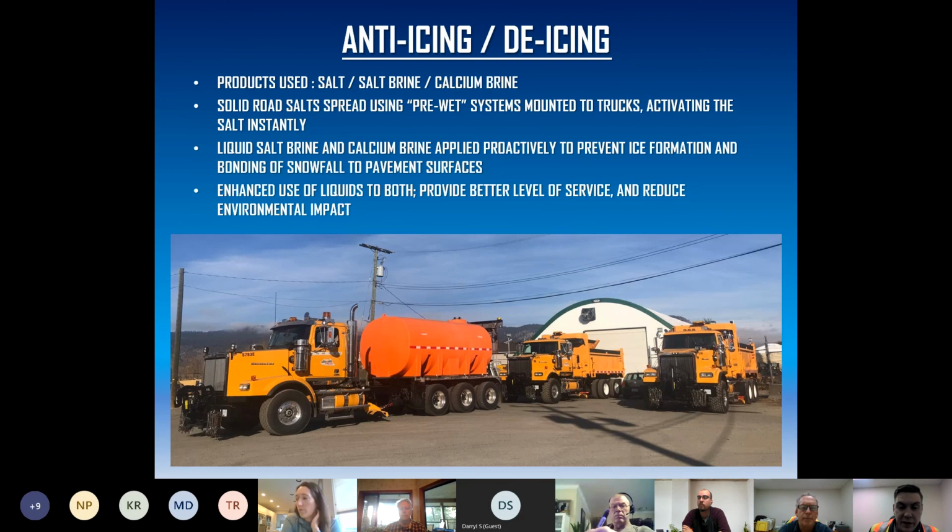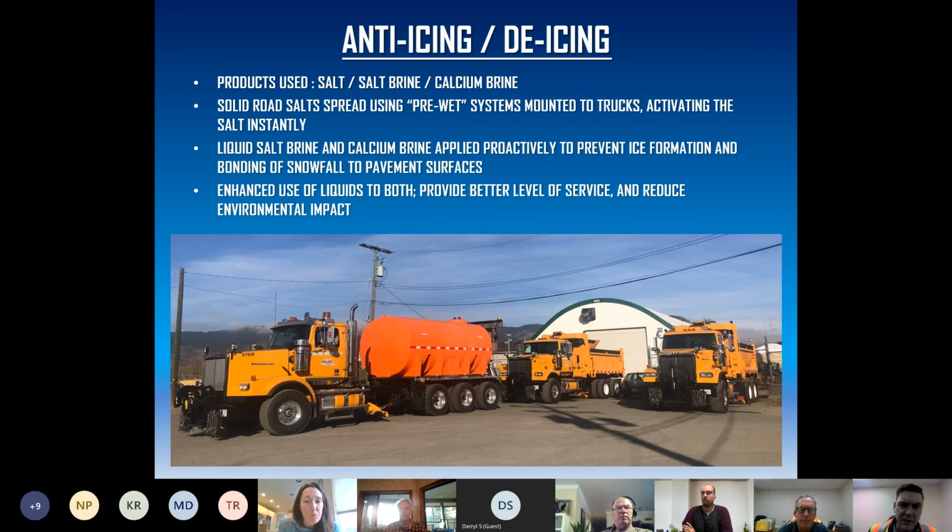Anti-icing and de-icing. You'll see in the picture at the bottom, that is one of our triaxle anti-icing units. The 2 units in the back are what we would call de-icing units. Anti-icing is liquid application and de-icing is rock salt application with solid spreaders. We use primarily 3 products as far as winter chemicals. That's salt brine, and calcium brine.